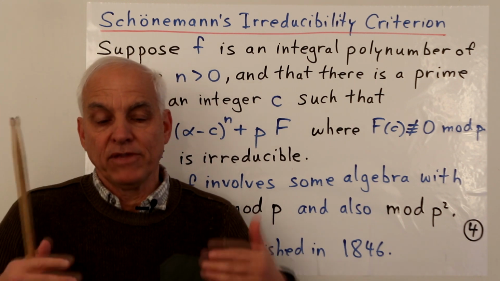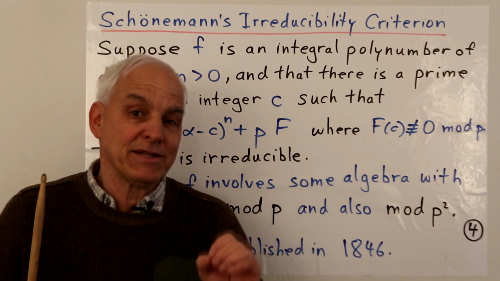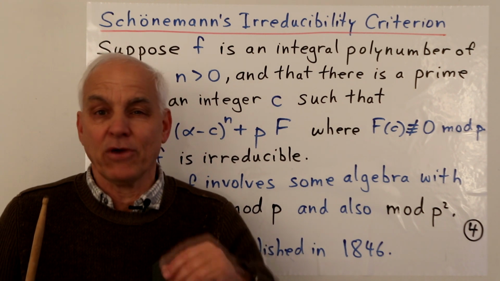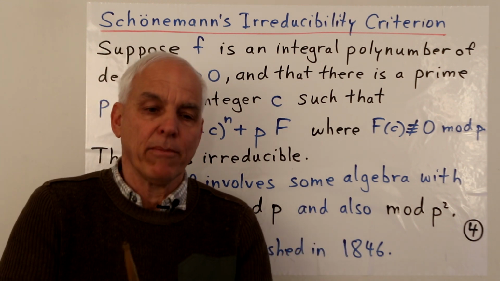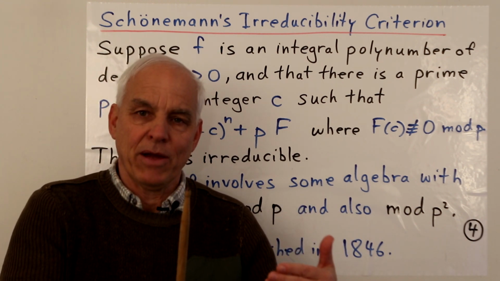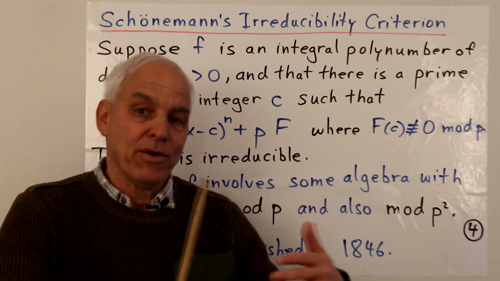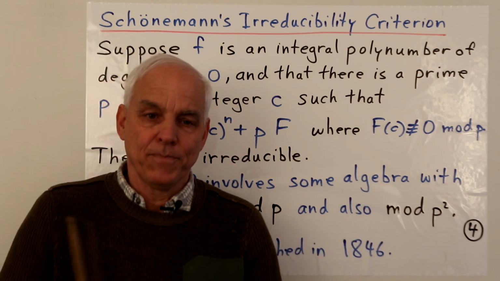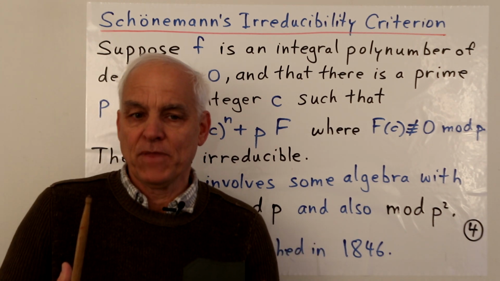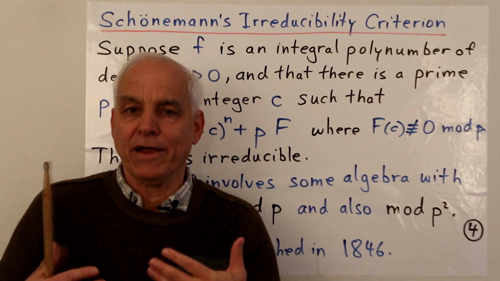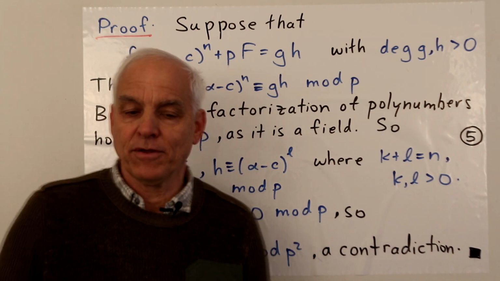What's important about this particular number system is that it has a lot of properties of rational numbers. In particular, it's a field, and that means that non-zero elements are invertible. So that has the consequence that when we're working with polynomials or polynumbers, the familiar algebra that we might be used to for polynomials in the integer domain or over the rational numbers is also going to hold here. And the main thing that we need to appreciate is that unique factorization of polynumbers still applies when you view things mod p. All right, so let me outline the proof of Schoenemann's theorem.